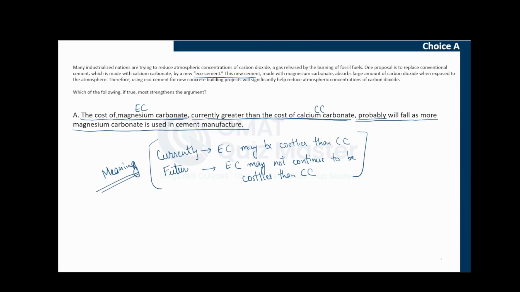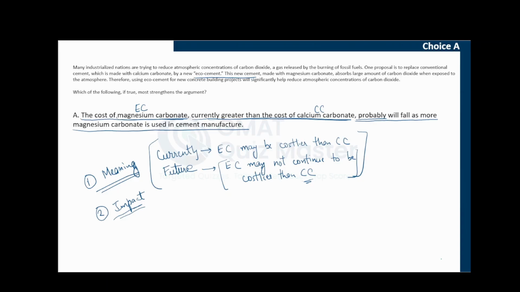So the first step in answer choice analysis should be understanding the meaning. Now you have to understand the impact of this choice. This choice is conveying the possibility that the eco cement may not continue to be costlier than conventional cement if it is costlier right now. Okay, so this is a good thing. You'll think that this is a positive thing about EC. It will be easier to use, it will be more practical to use.